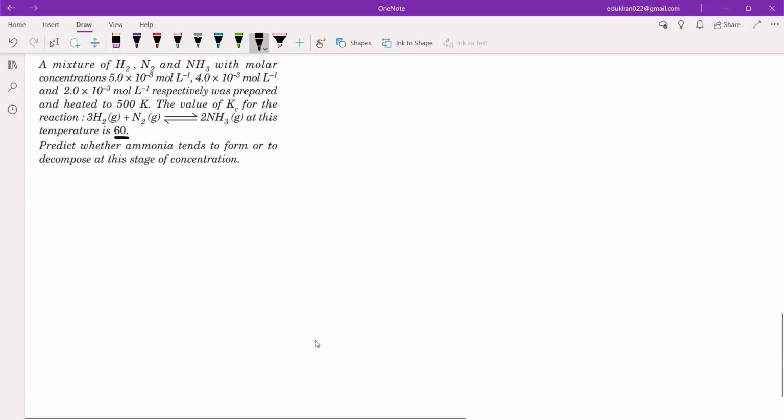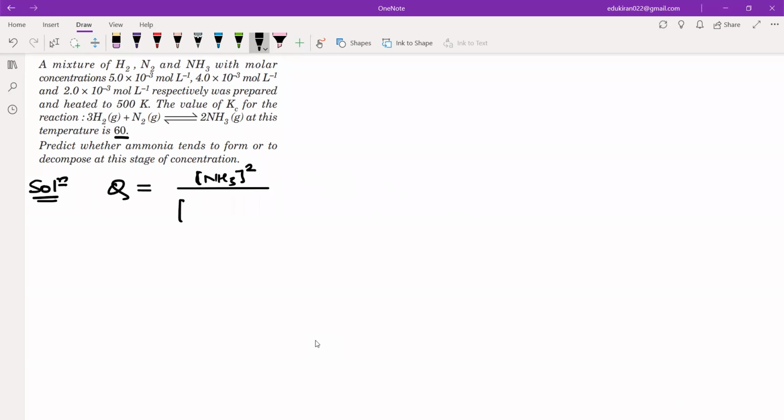So again, in this question, you just have to calculate the Q of the reaction. So Q will be what? What is the product? NH3. The concentration of NH3 whole square, because here we have 2, divided by the concentration of H2 cube into the concentration of N2 that is given to us. So this is the Q because they are giving us the initial concentration.